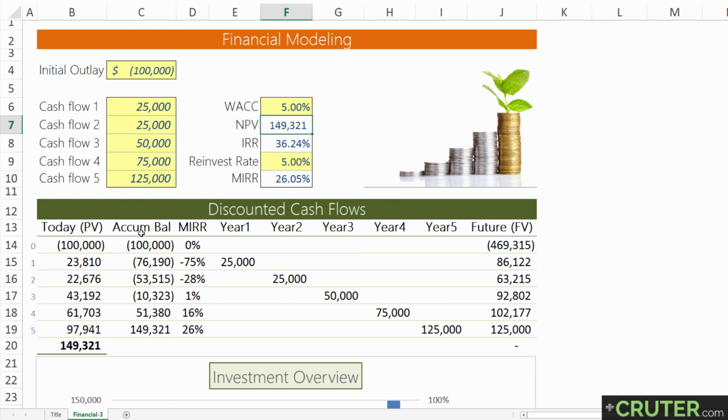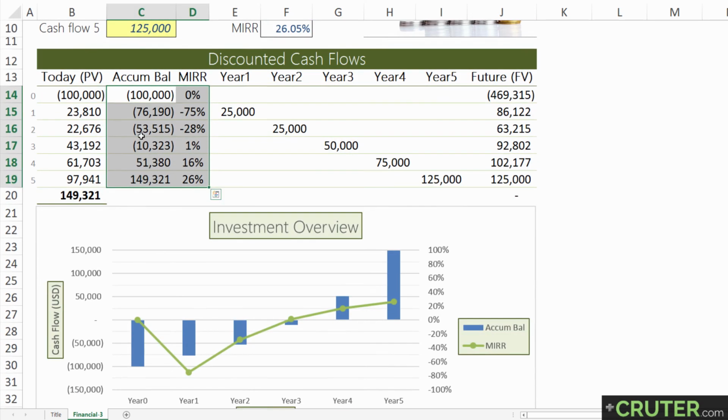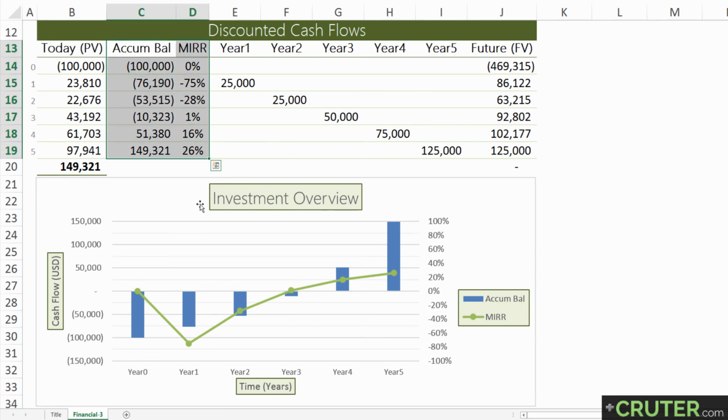Next, I always like to include an accumulated balance of this present value so that I can see which year I turn from the red into the black. So you can see between year 3 and 4, I finally go from negative to positive. And then lastly, I like to include this modified internal rate of return on a yearly basis so that I can also see the trend of when my rate turns from negative to positive. I then take these accumulated values right here and I like to chart them as I've done below. I believe that charting both of these values gives a really good picture to management of the life of this investment.